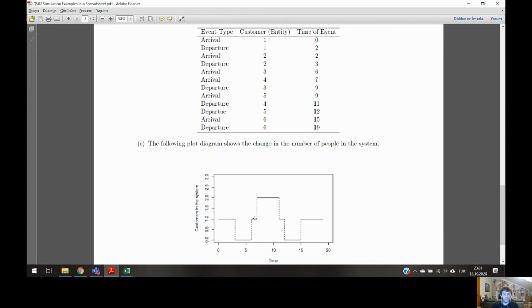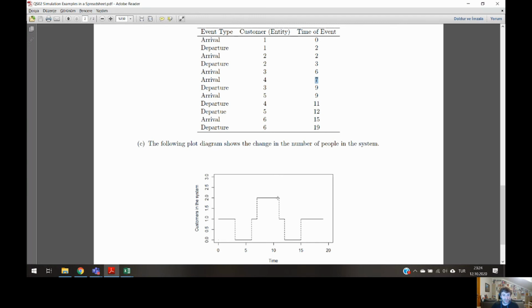Another arrival occurs at the end of the 7th minute, and the number of customers will increase to 2. And this is just going to continue for how many minutes? It is going to continue for 2 minutes, until the end of the 9th minute. A departure will occur for the third customer. However, at the same time, the arrival of the fifth customer will occur as well. Therefore, the number of customers in the system does not change here.